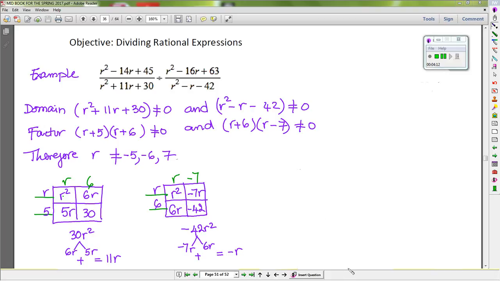Okay, so now we have set up the domain. The next step is to keep the first fraction the same, flip the second fraction, and then multiply.